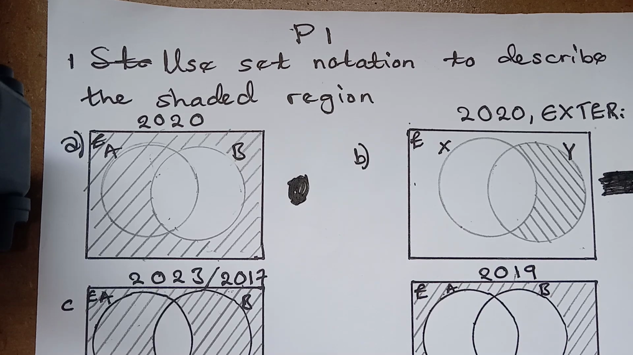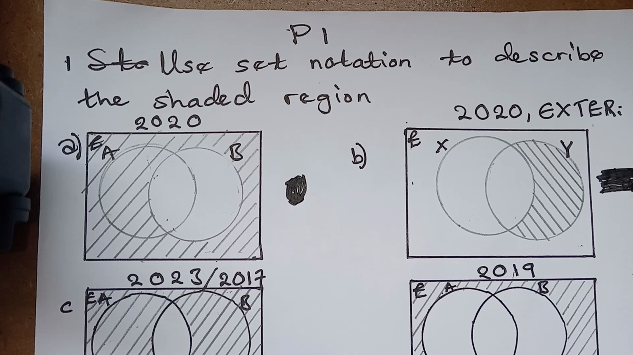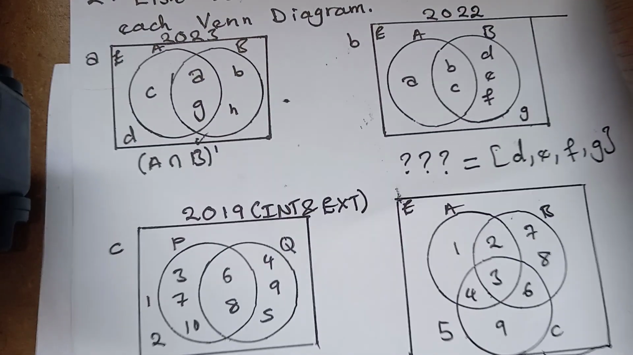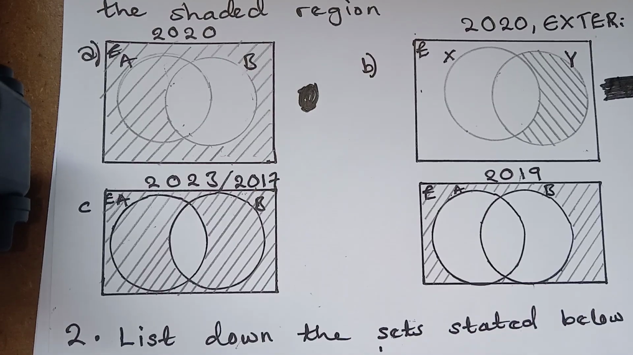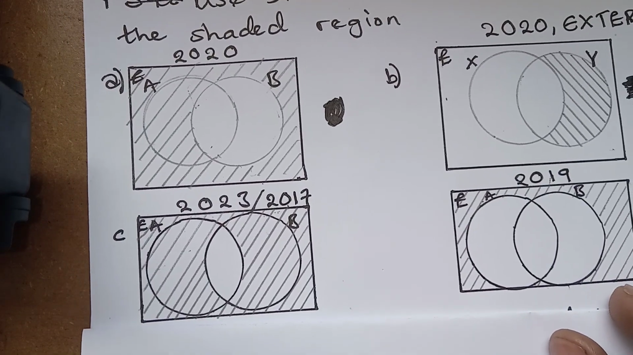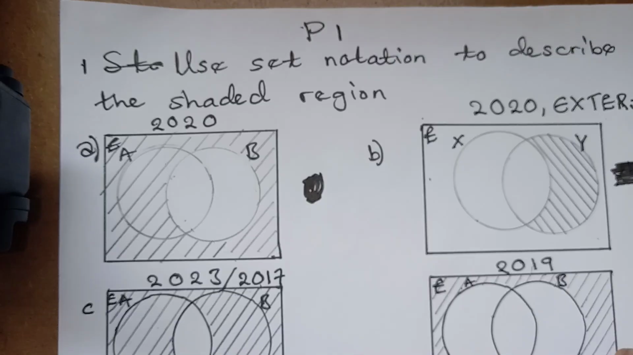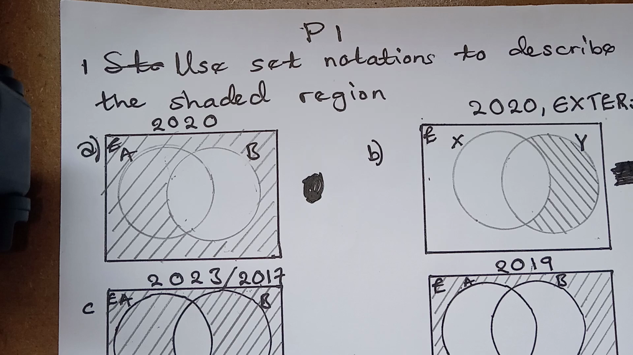Okay, so these are typical paper 1 questions. Let's look at these. I also have question 2 here with those questions. So let's start with A, which is I think by far the easiest. So use set notation. I think this should be notations to describe the shaded region.